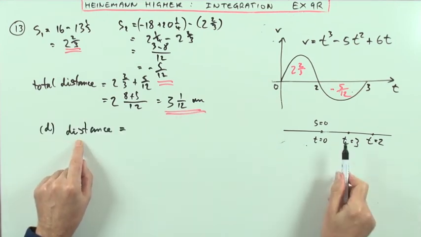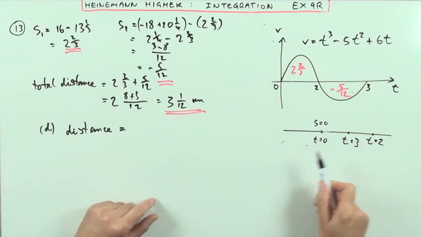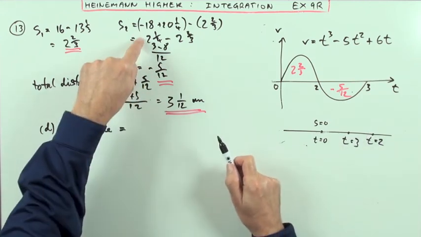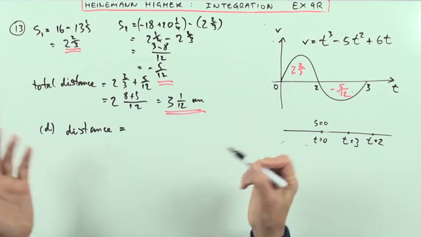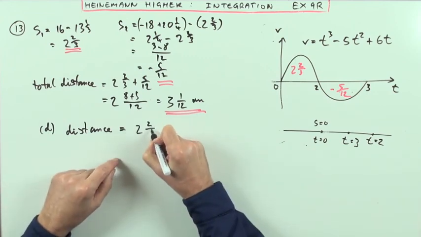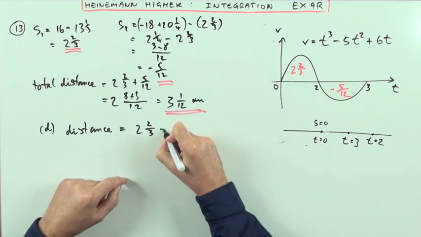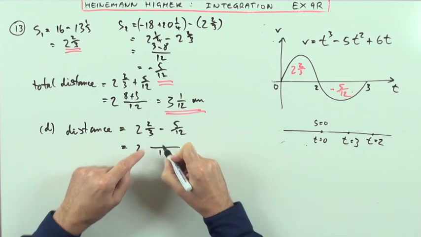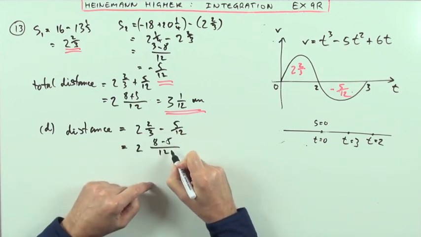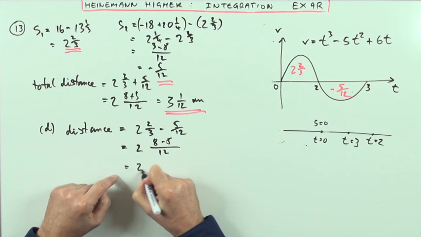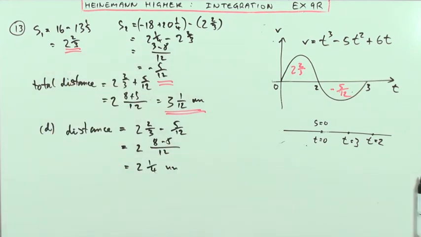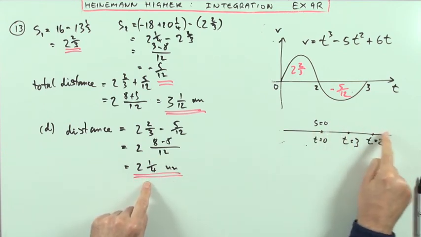Part D says, how far is the particle from the origin at t equals 3? Well, that's easy. It went out 2 and 2/3 and it came back 5/12. So what's the difference between them? It's going to be that 2 and a quarter, but I'll set it out. It went out 2 and 2/3 and it came back 5/12. So if I subtract them, I'm going to have 2, and 8 minus 5 is 3/12, so that's a quarter, so no surprise, 2 and a quarter units. After 3 seconds, the particle will have come to rest 2 and a quarter units from the origin.